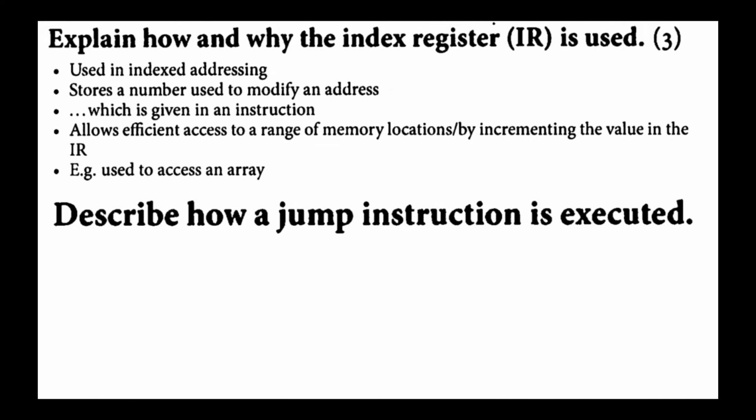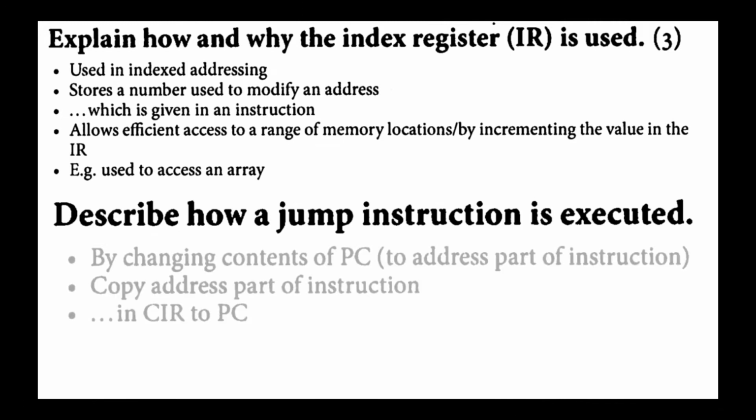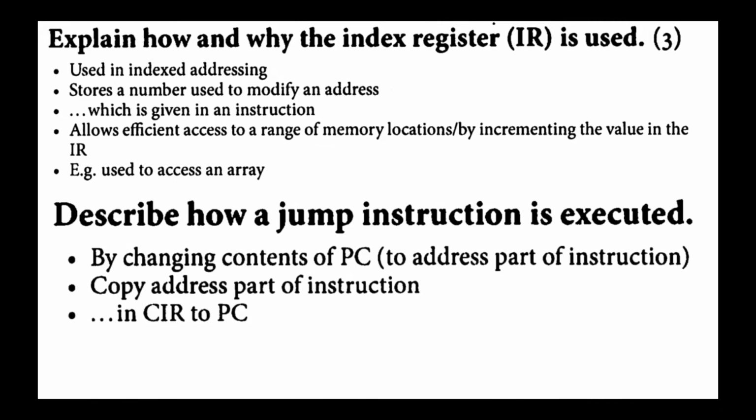Describe how a jump instruction is executed. An interrupt, would that be it? An interrupt is sent to skip the data, maybe? The answer is: by changing the contents of the PC to the address part of the instruction, copy the address part of the instruction in the CIR to the PC. So it changes the contents of the PC. Describe how a jump instruction is executed: it is executed by changing the contents of the PC, and it copies the address part from the CIR to the PC.